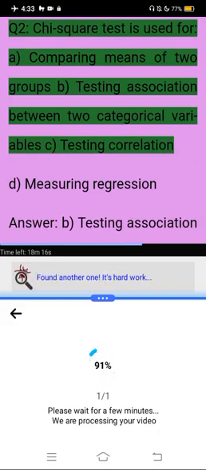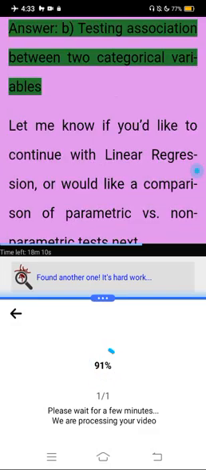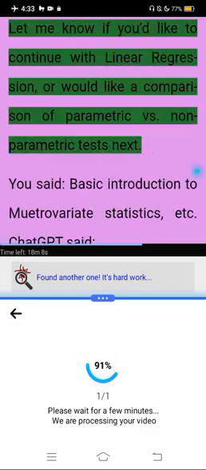Q2. Chi-square test is used for: A. comparing means of two groups. B. Testing association between two categorical variables. C. Testing correlation. D. Measuring regression. Answer. B. Testing association between two categorical variables.